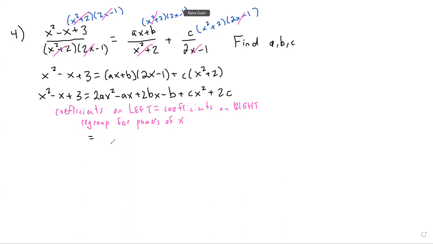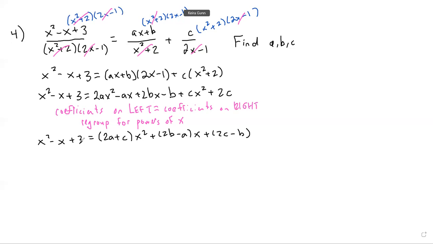So if I factor on the right, I can see the x squared. I've got 2a plus c times x squared for the two terms, 2ax squared plus cx squared. For the x, I've got negative ax plus 2bx, so I have 2b minus a times x. And I've got 2c minus b left over for the constant. And this should be equal to the thing on the left.